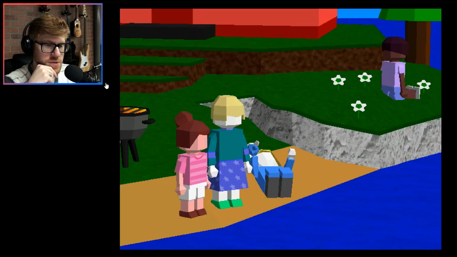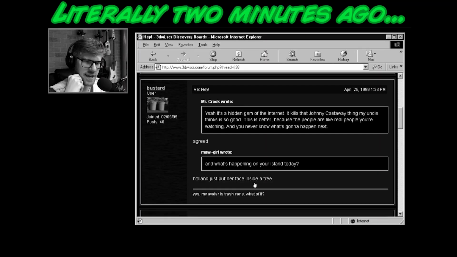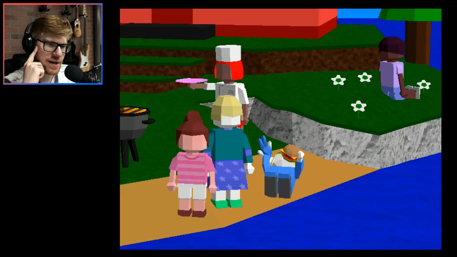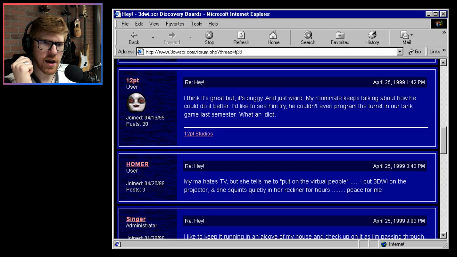Oh, we're zooming in. We can zoom in. Rebecca's going to pick Holland up and cook him on the grill. I don't know if Holland is a male or female. Holland just put her face inside a tree. Okay. He's going to feed his doll the hamburger. The doll's going to eat the hamburger. Okay, cool. Hate that.